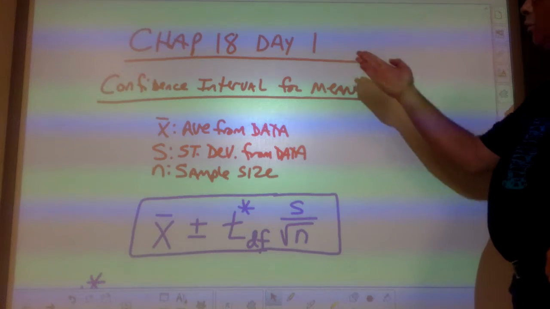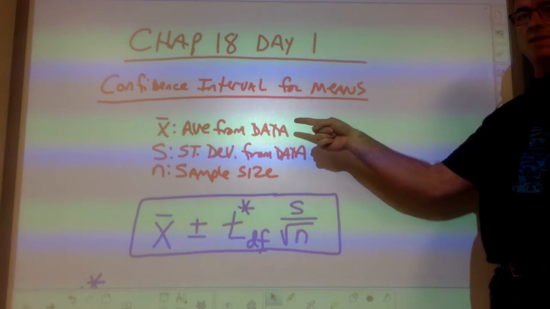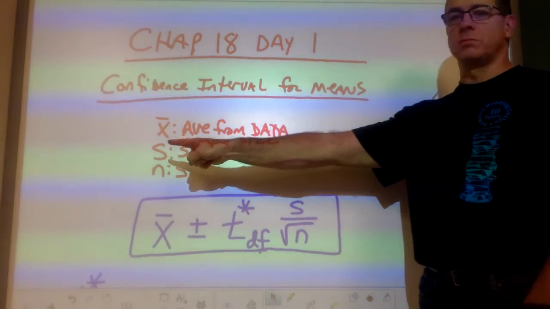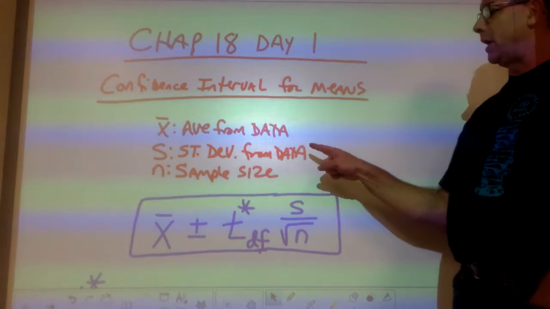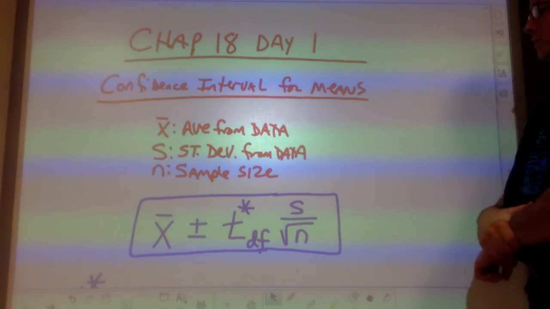Now, what do we know? We know symbolically that x bar is that average that we get from our data. S, or sometimes it has a little x next to it, S is the standard deviation that we have from data, and n is our sample size. So we have to keep that in mind as we go through this.